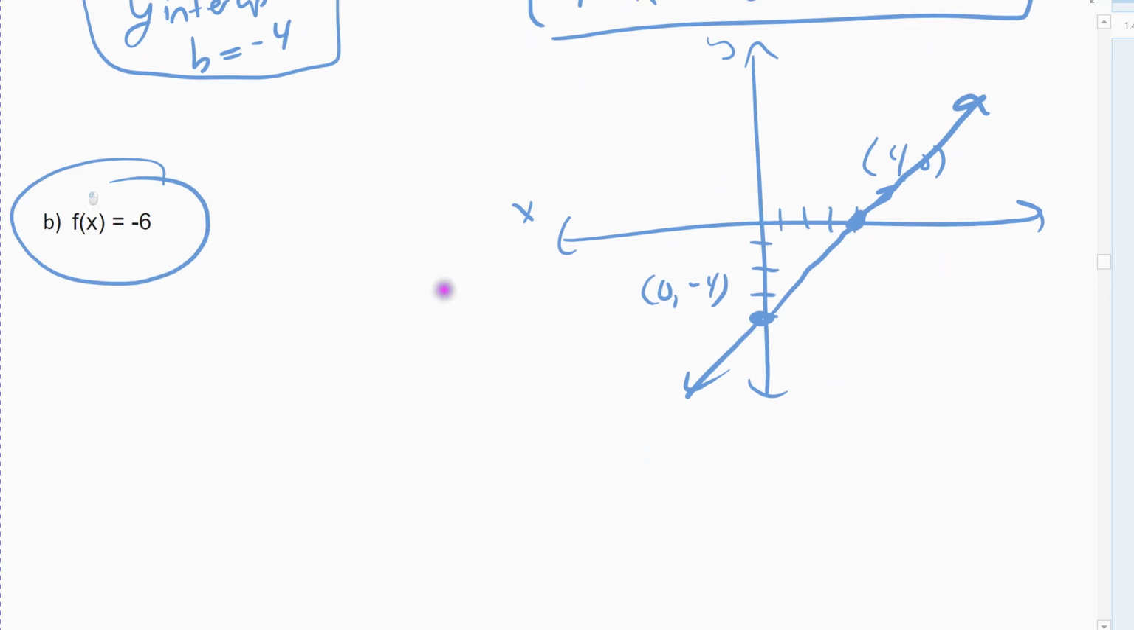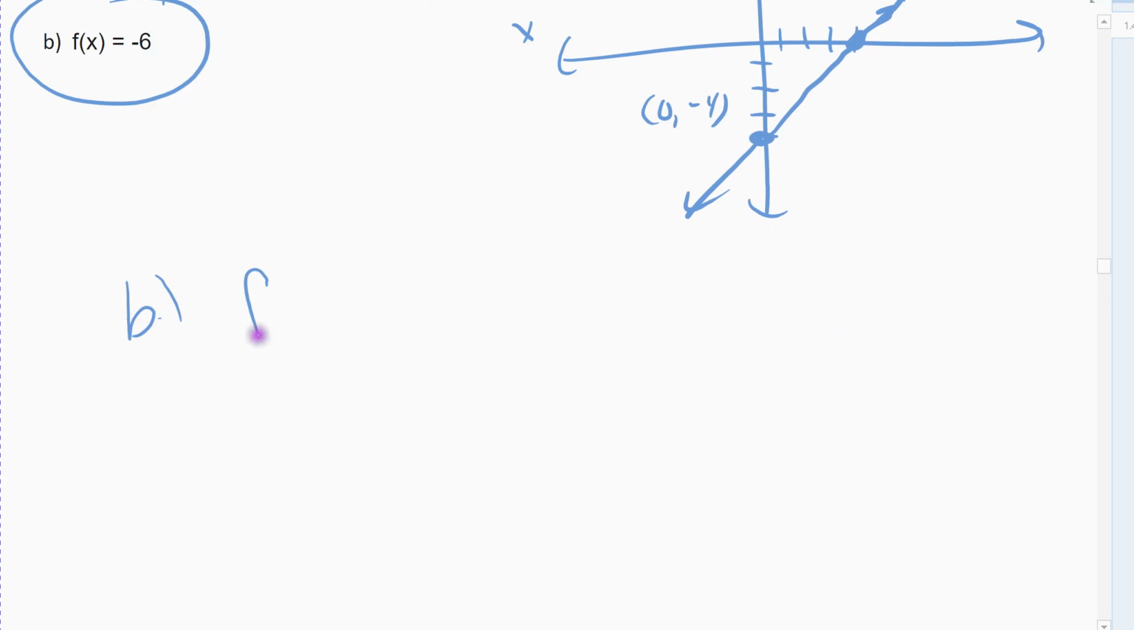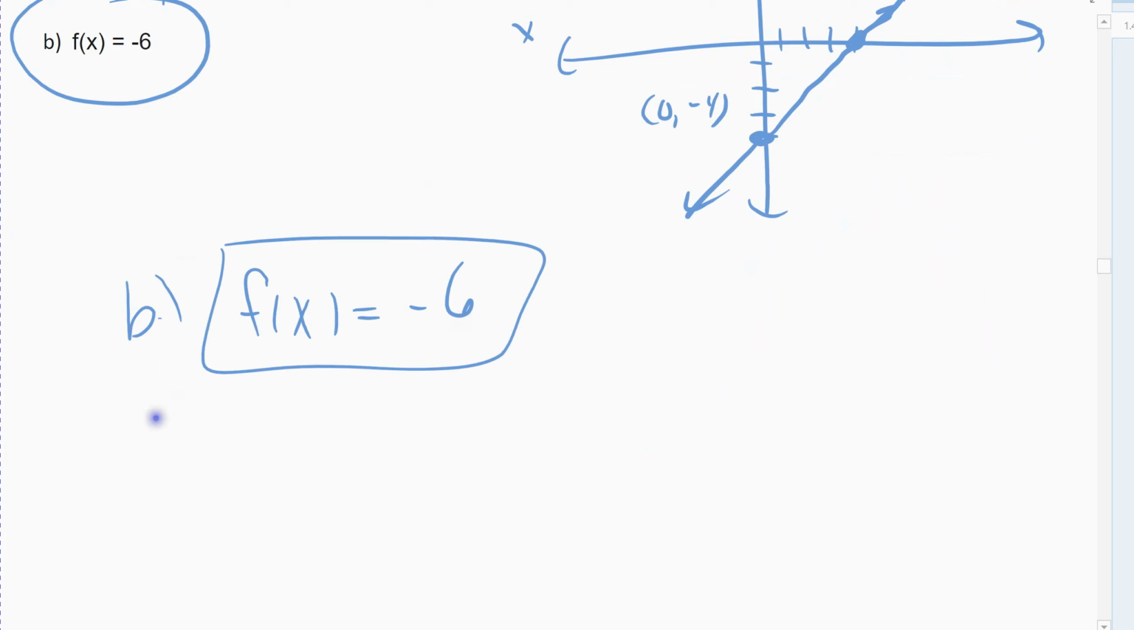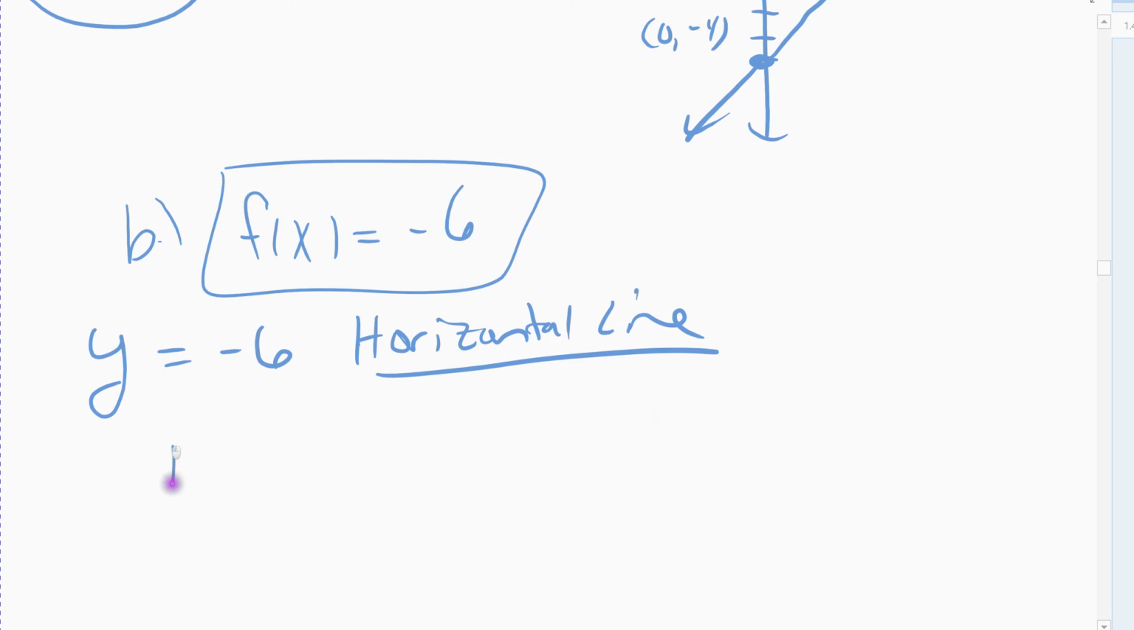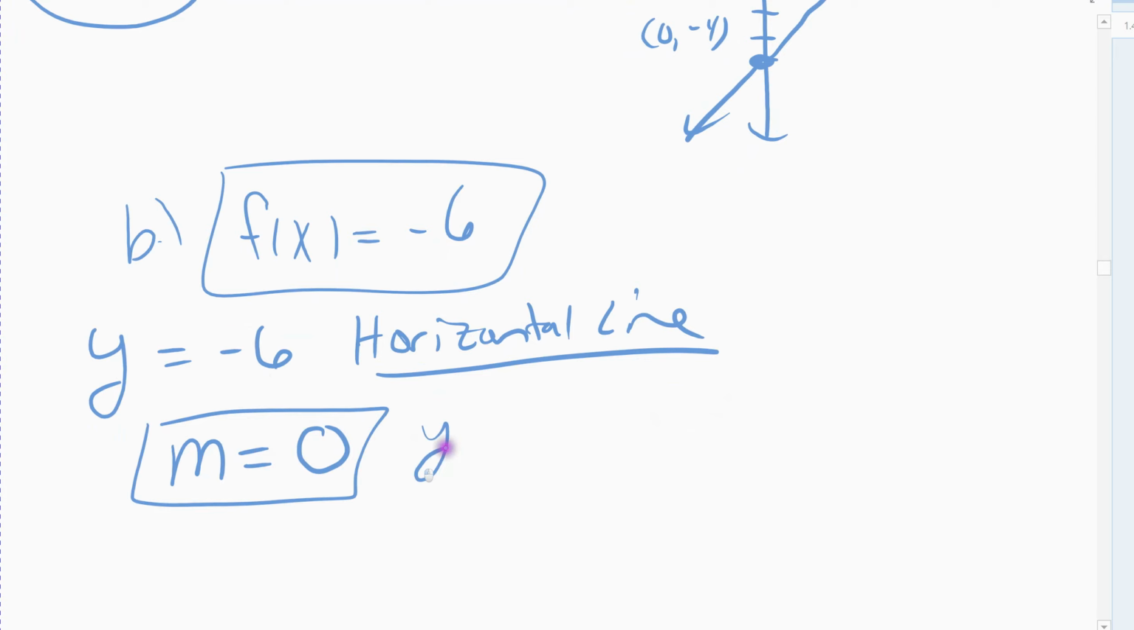Right, the next one, so I'm over to part B, is f of x equals negative 6. And so this is one of my special lines. Right, this is the line y equals negative 6, which is a horizontal line. Alright, horizontal lines, slope is 0, and then the y-intercept, well, the y-intercept is 0, negative 6, right? The y values have to be negative 6. There is no x-intercept.